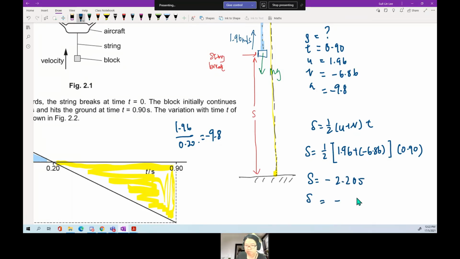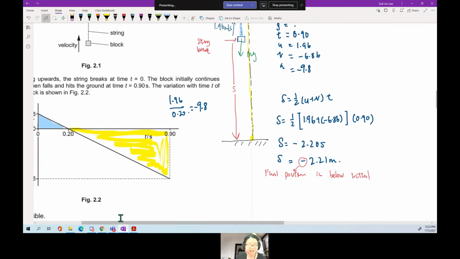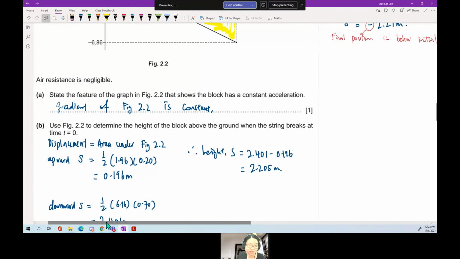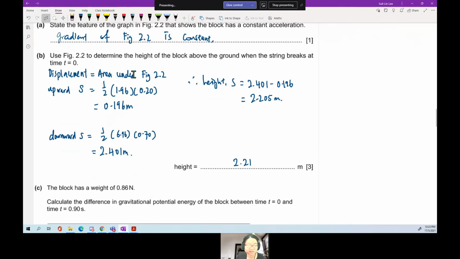2.205. Miss, why this one got negative? Because the final position is below the initial position. You start from here, you end here. So when we measure displacement, we measure from starting to ending, right? So it goes from top to bottom here. So it's negative. That's why you get a negative. We expect to get a negative, okay? And in fact, for this one, I just took the big number divided by small number, because they just want the magnitude. But by right, this thing should be negative, and I should add these two together, strictly speaking.